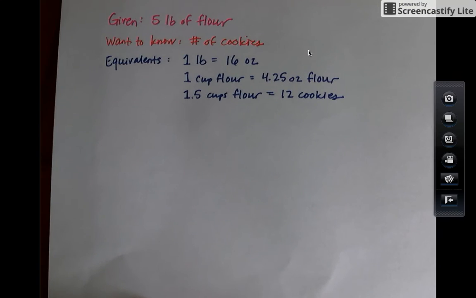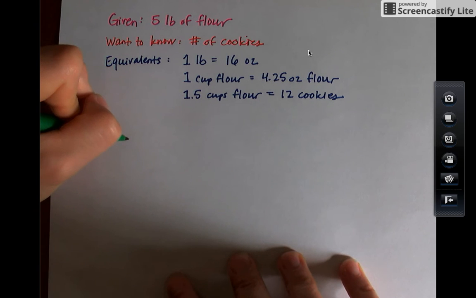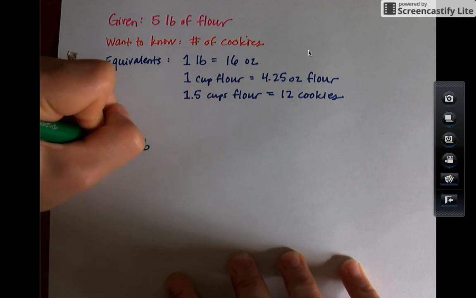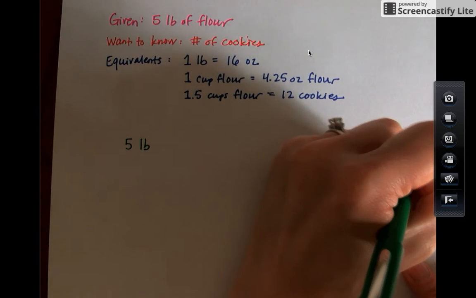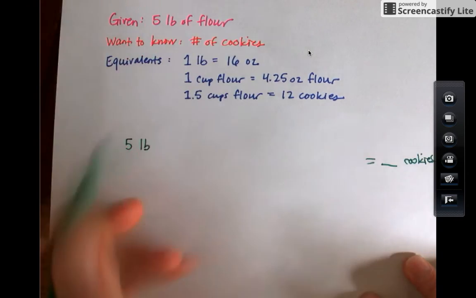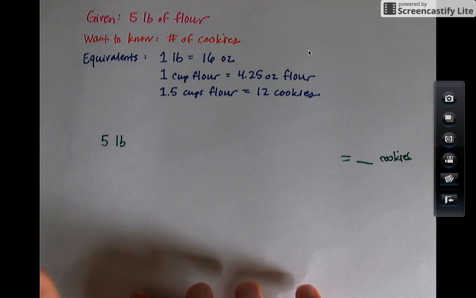All right, I want you to pause right now and see if you can solve this, converting 5 pounds of flour to number of cookies, and then I'll work on solving it with you. Okay, so I'm going to start the same way as I did before. 5 pounds of flour, and I want to know how many cookies I can make. So I'm going to first walk you through all the different steps, and then we can see what it would look like as one.